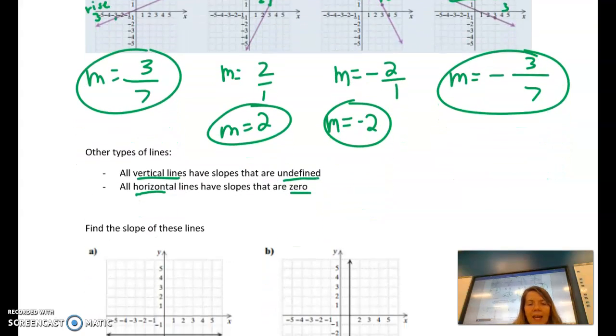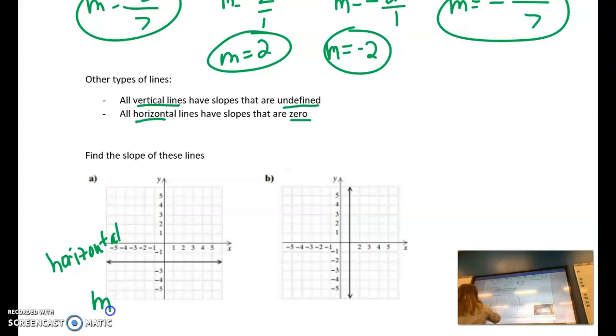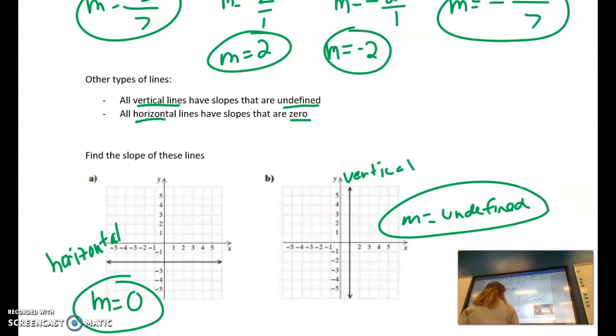So let's go ahead and find the slopes of these lines. And so this should be very quick. Letter A, this is a horizontal line. So because it's horizontal, we know our slope is 0. Okay? This line is going up and down, which is the definition of a vertical line. So therefore, my slope is undefined, and I am done.